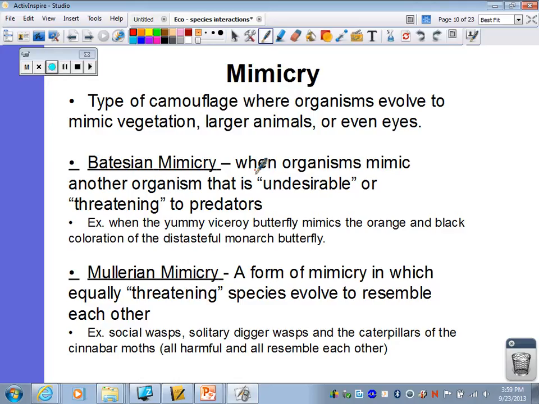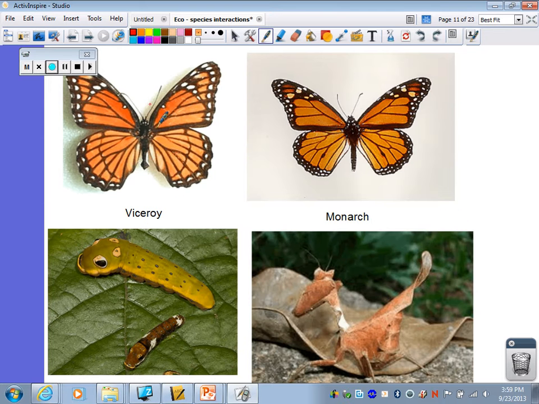So Batesian mimicry is when organisms mimic another one that's undesirable or threatening to predators, where the one that does the mimicking actually isn't threatening to predators, but it mimics ones that are. So the best example of that are viceroy butterflies that actually taste pretty good. They mimic the monarch butterfly, which tastes really bad. They look almost identical, and I'll go to the next slide to show you. Okay, so viceroy actually tastes pretty good. Monarch tastes really bad. They both look very similar to each other, and this one is just mimicking the bad tasting one. So he wins out. Monarch actually doesn't necessarily lose, but you've got some guys that are still tasting pretty good.